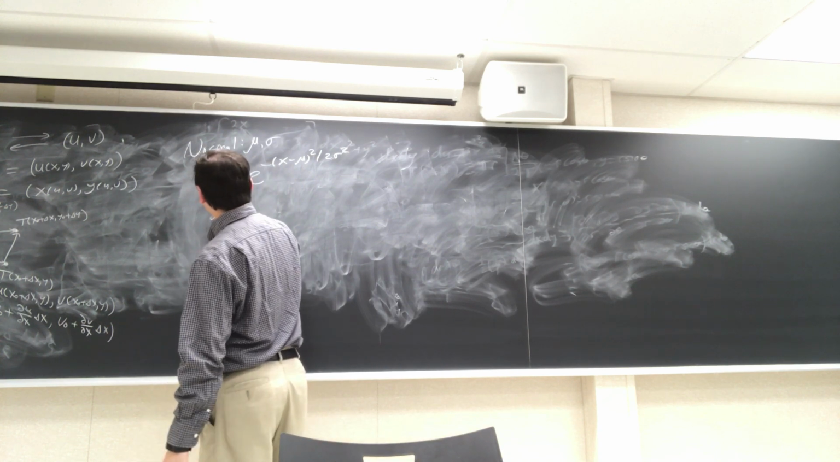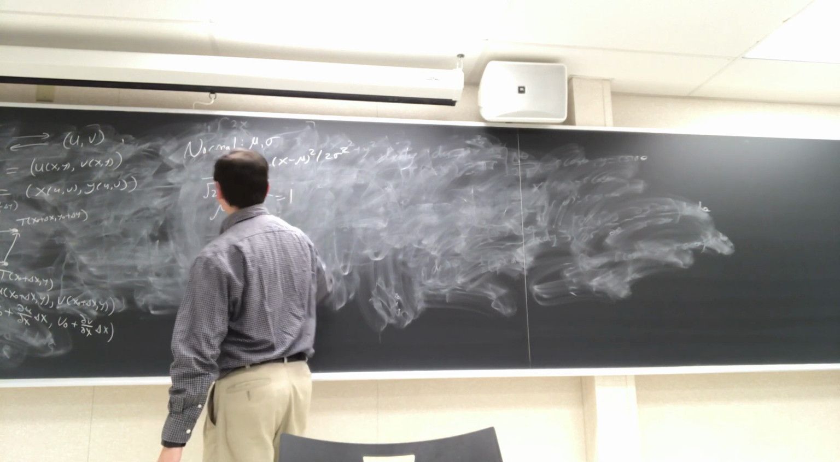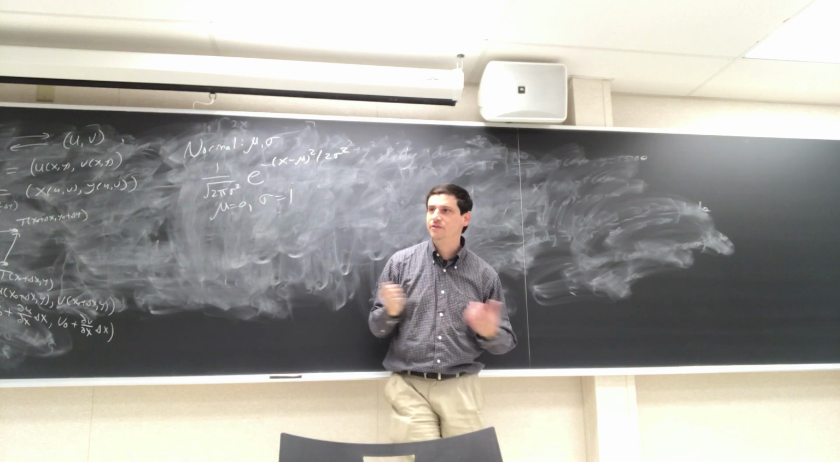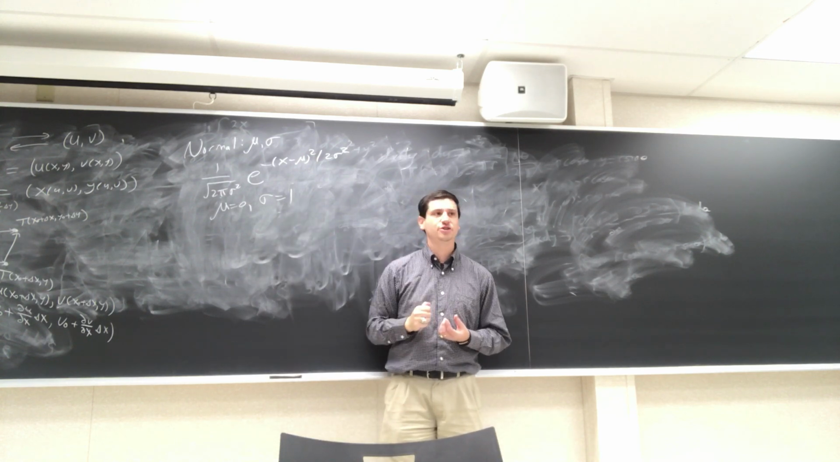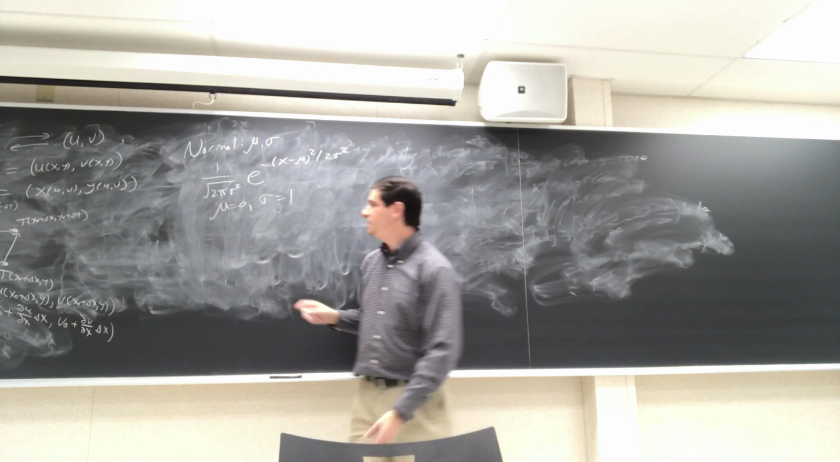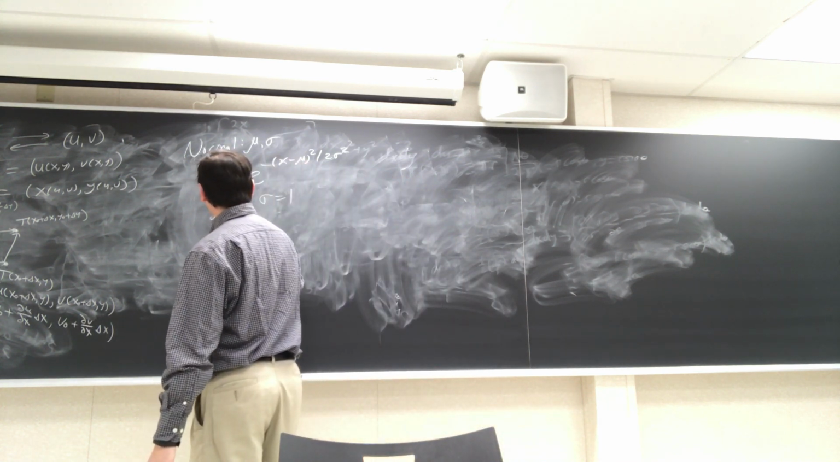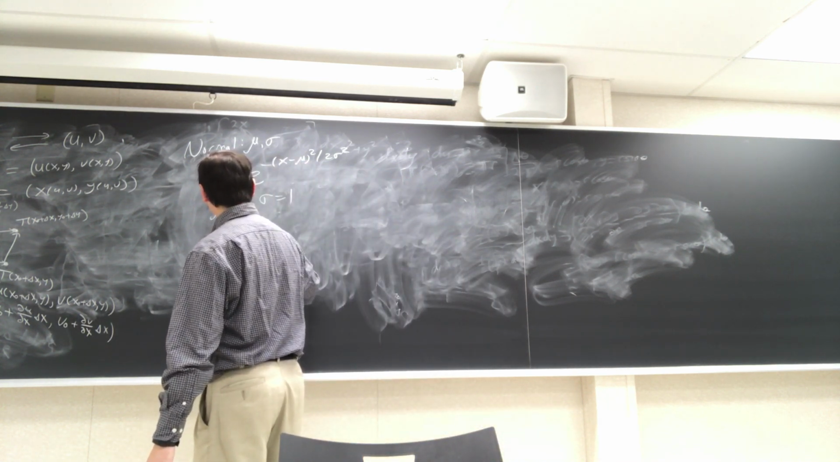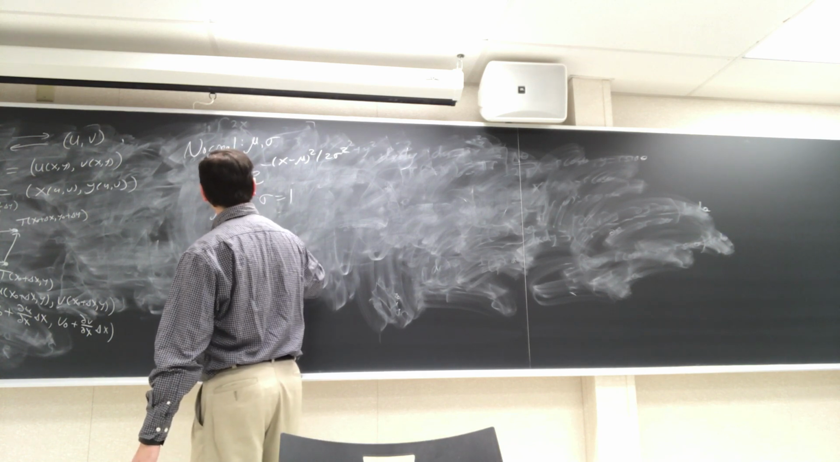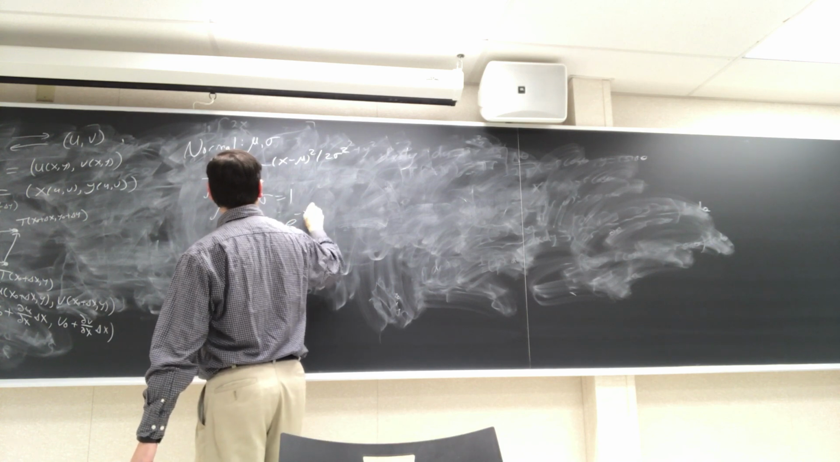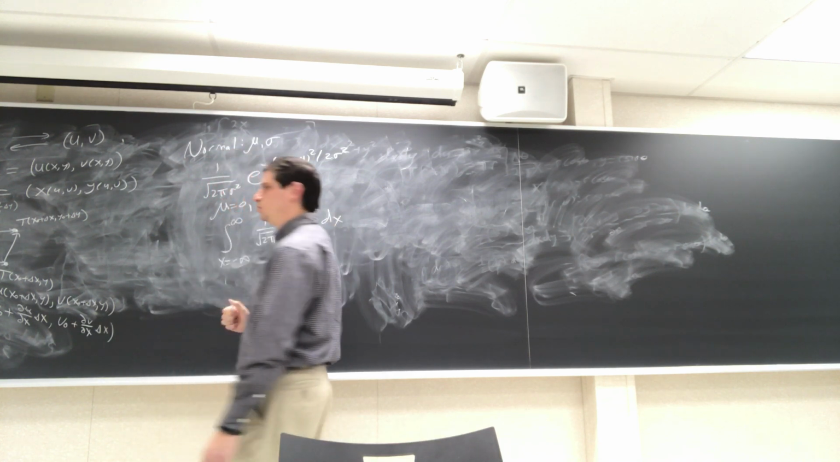I'm going to do the special case, mu equals 0, sigma equals 1. So I'm just changing notation so that the average value is 0 and the standard deviation is 1. So I need to prove that the integral from x goes from negative infinity to infinity of 1 over the square root of 2 pi e to the negative x squared dx equals 1.